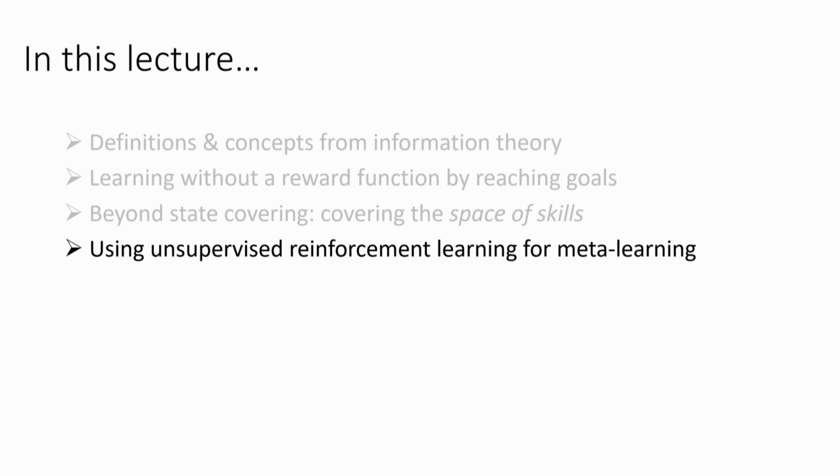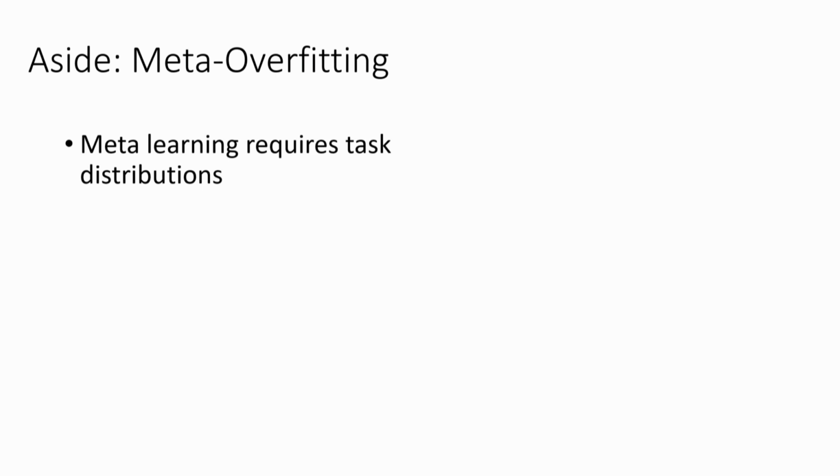All right, now to conclude this portion of the lecture, I just want to discuss another way that we can use these unsupervised skill learning methods to connect it up to the meta-learning stuff that Kate discussed last week. So first, as a brief aside, I'm going to tell you about a little problem with meta-learning, which I think Kate didn't mention. Something called meta-overfitting.